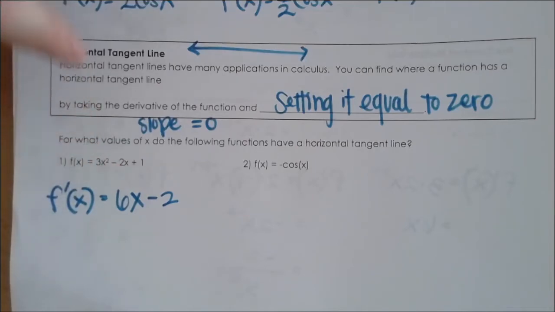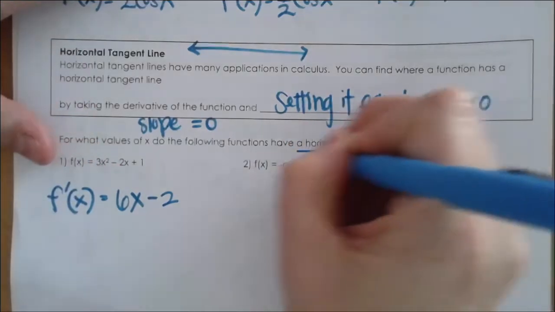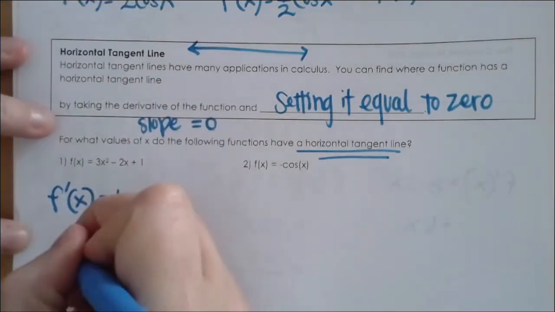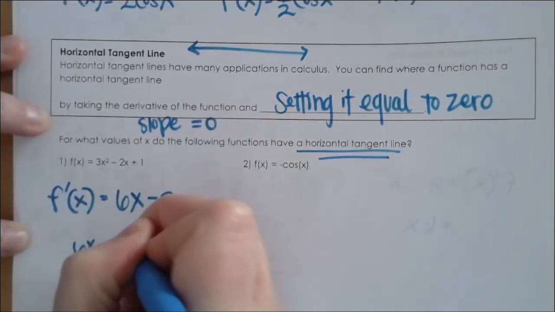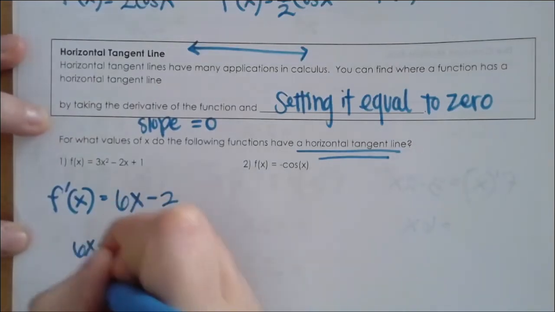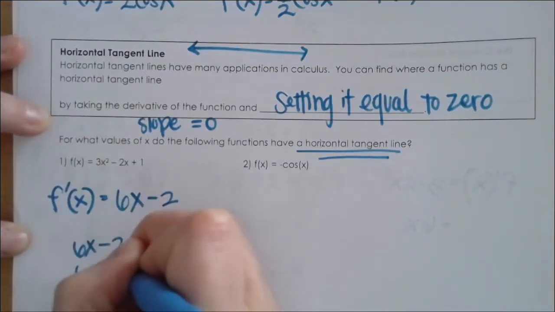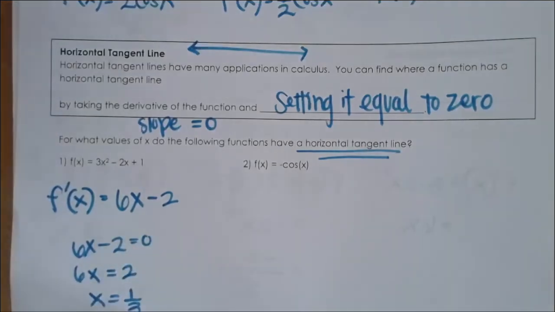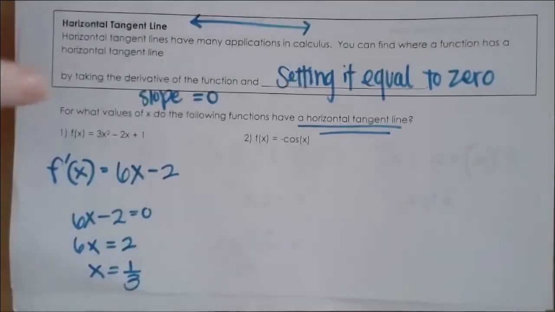So to find where we have a horizontal tangent, the slope must equal 0. Slope and derivative are the same thing, so 6x minus 2 needs to equal 0. Add the 2, so 6x equals 2, and x equals 1/3 when I divide by 6. So the place where we have a horizontal tangent on this function, f of x equals 3x squared minus 2x plus 1, is at x equals 1/3.